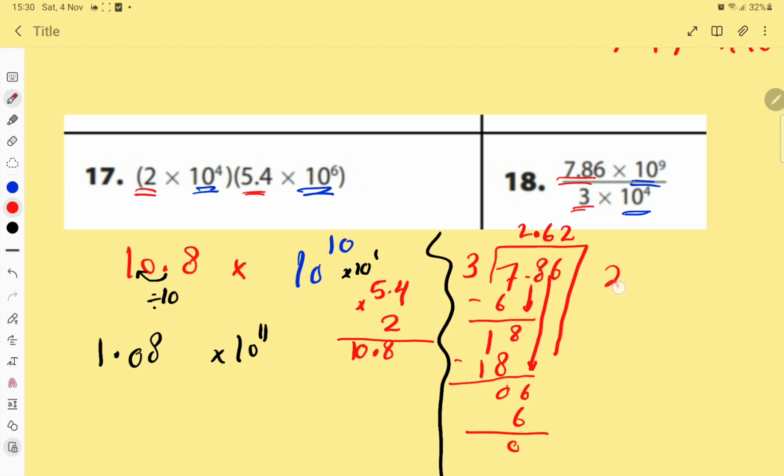So it becomes 2.62 times 10 power what? Here is 9, here is 4. Subtract, 9 minus 4 is 5. Why did we subtract? Because it's division. So 9 minus 4 is 5.